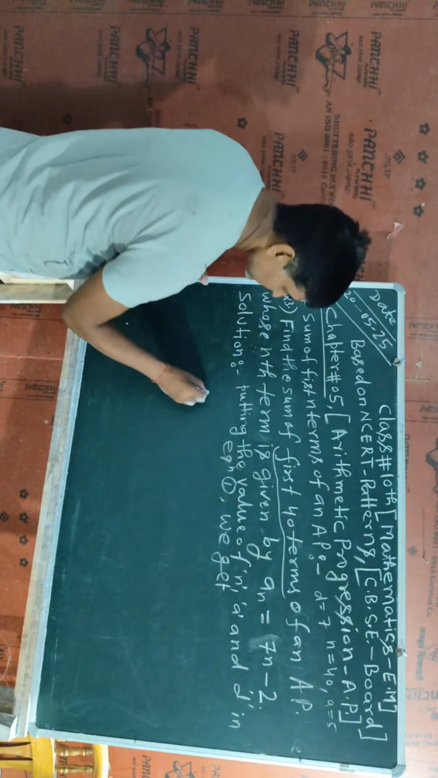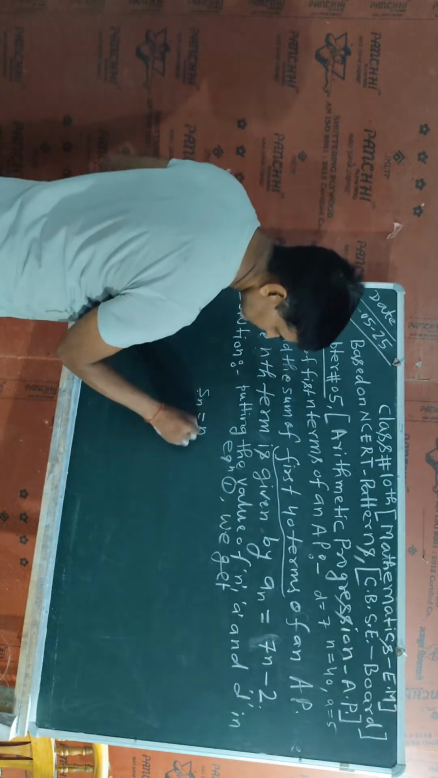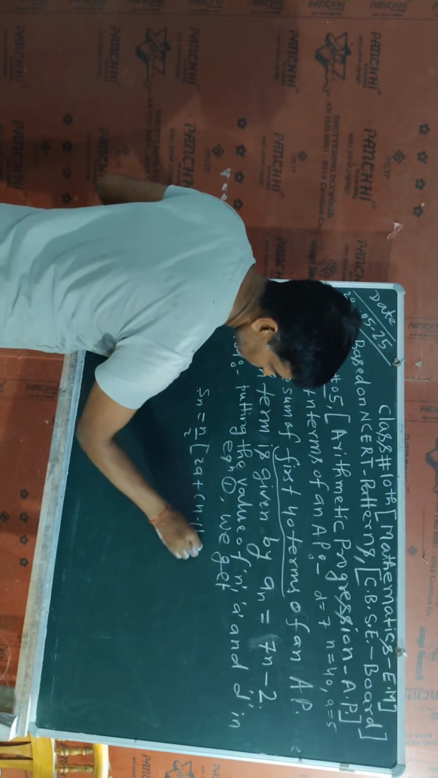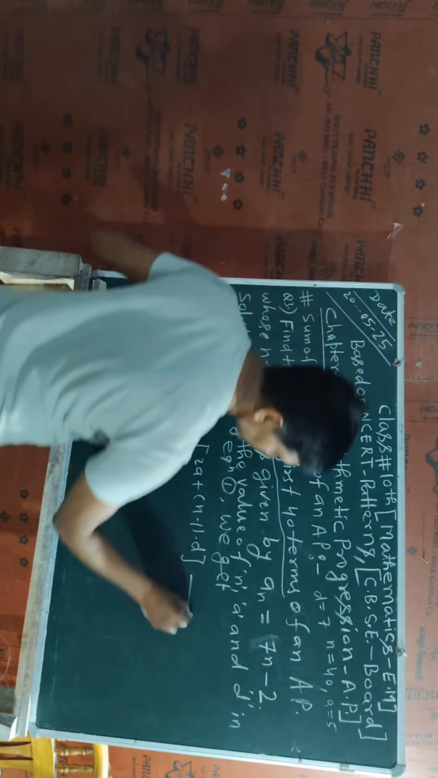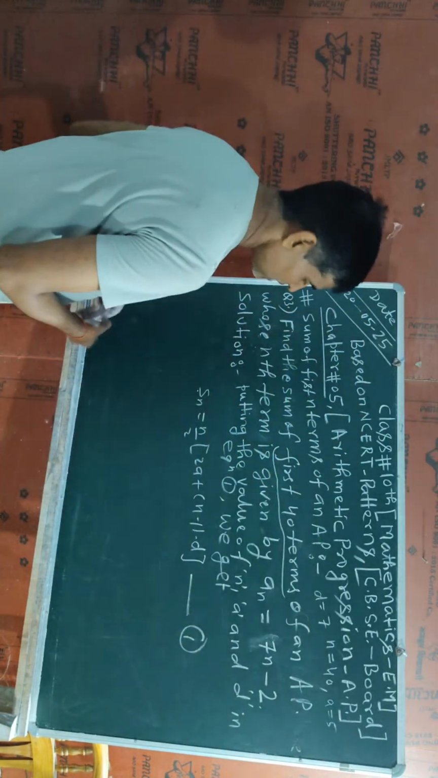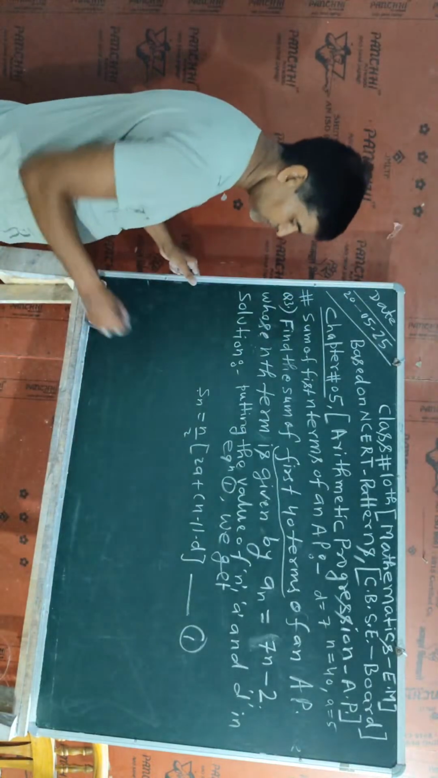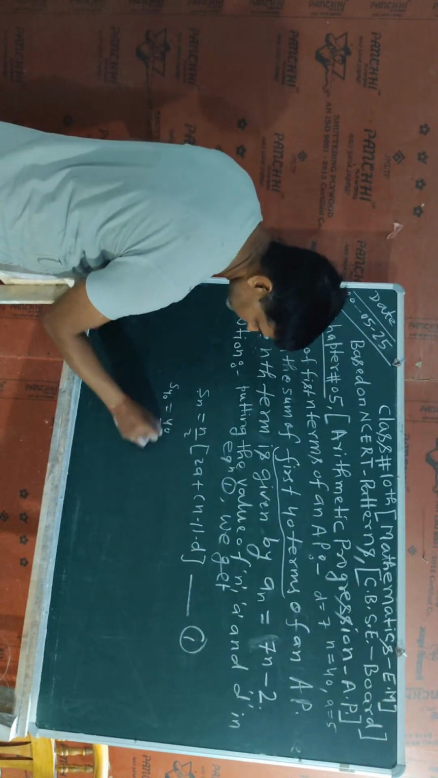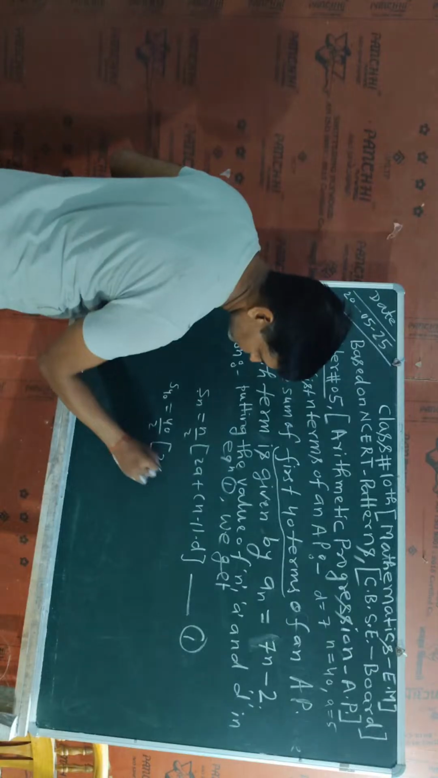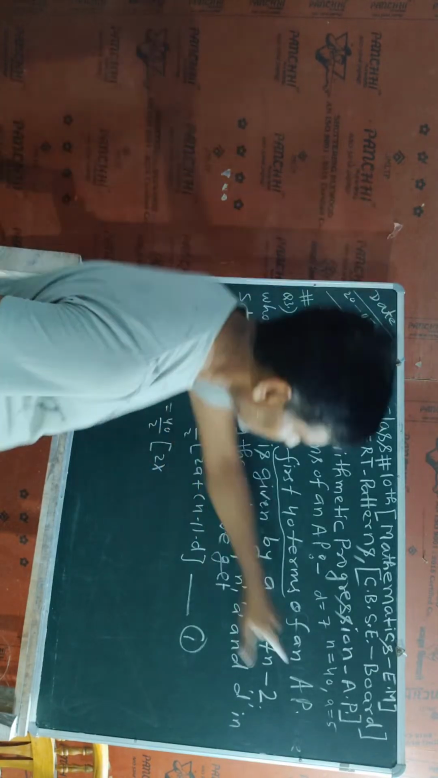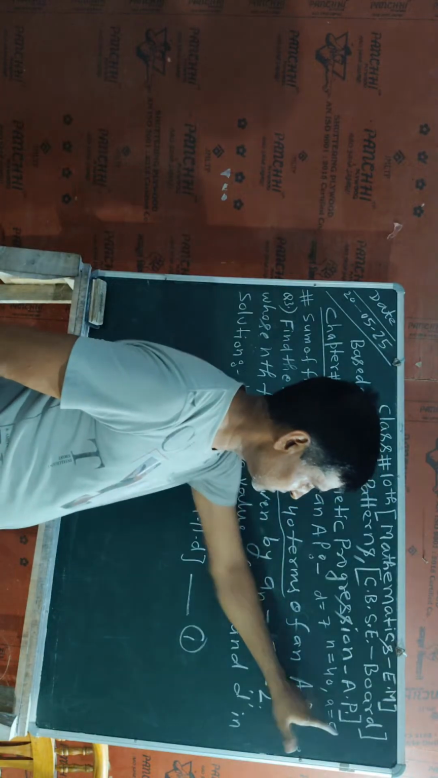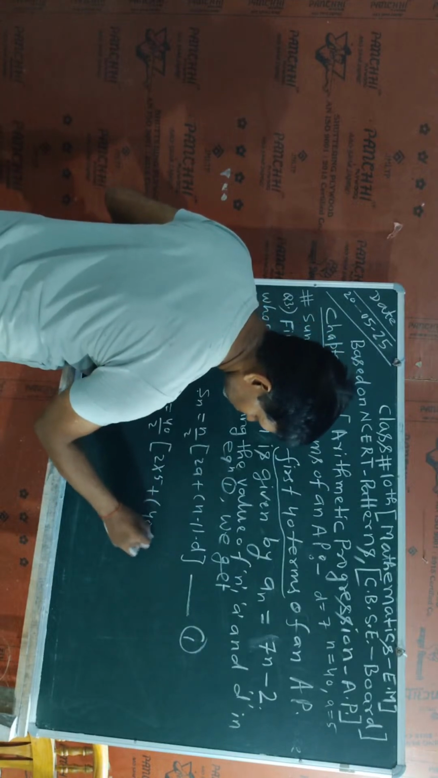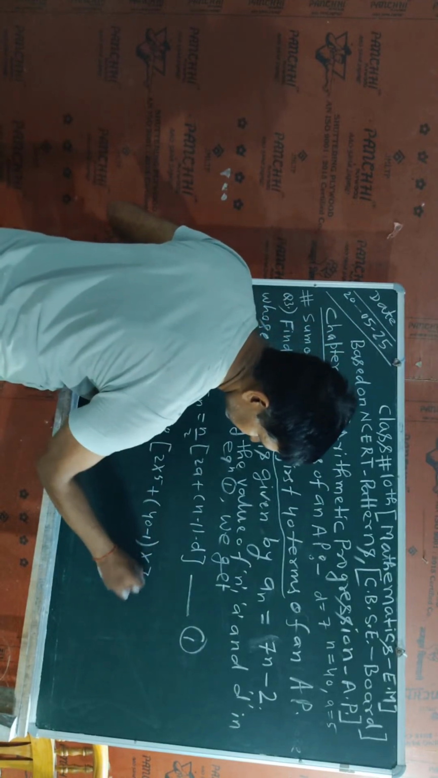Now here I am going to write equation number 1: Sn is equal to n divided by 2, in the bracket 2a plus n minus 1 into d. Now I have to put the values of n, a and d. The value of n is 40, so here I write 40 divided by 2. In the place of 2a, the value of a given in the question is 5, so I will put 2 into 5, and n is also 40 minus 1, and then I will put the value of d, which is 7.